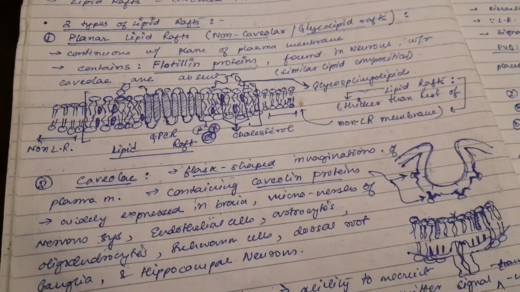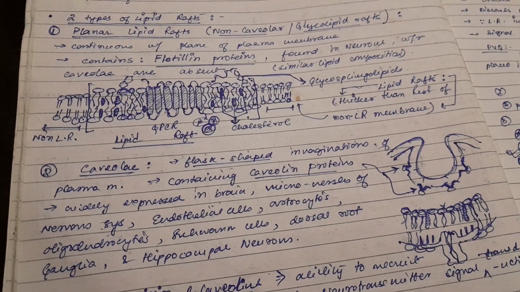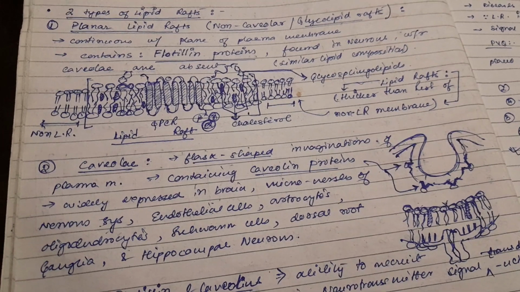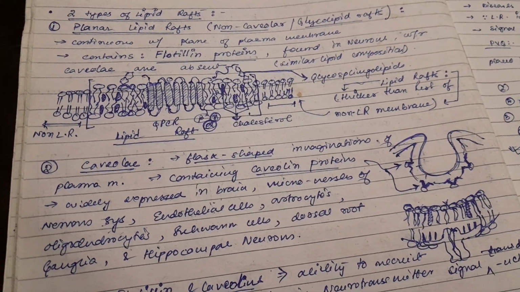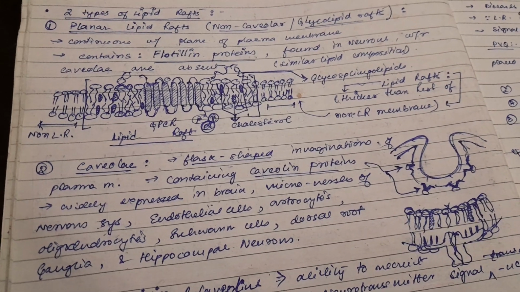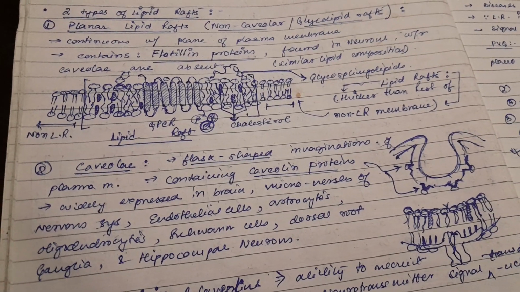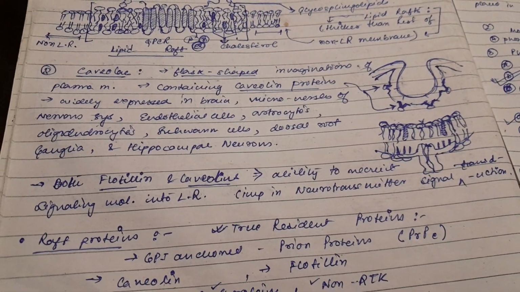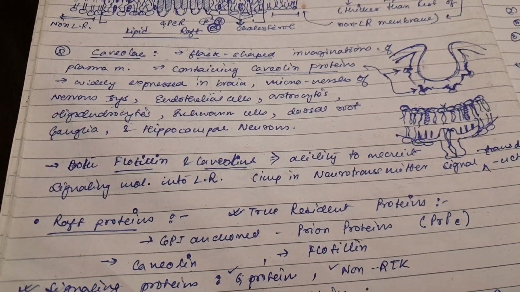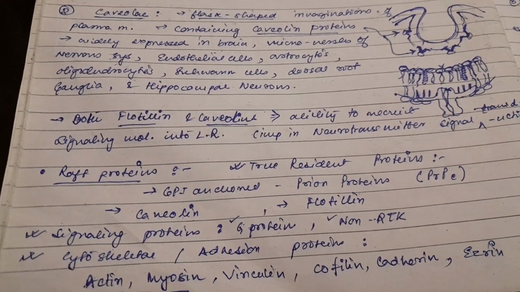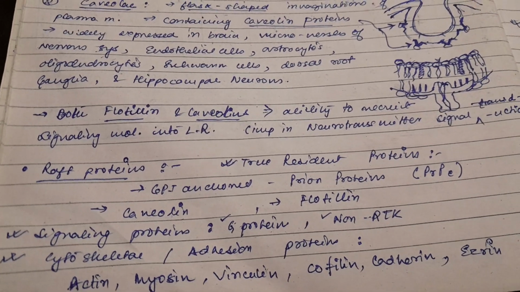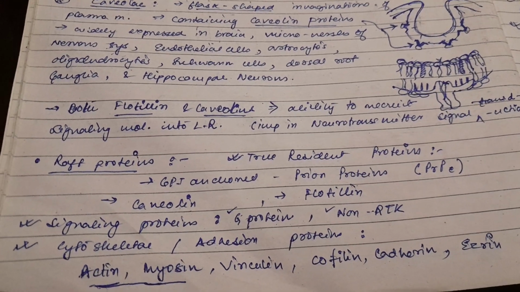And another one is the caveolae, or the flask-shaped invagination. Here we find caveolin protein. This becomes very important in the nervous system, endothelial cells, astrocytes, and hippocampal neurons. So we can see that both flotillin and caveolin proteins are very important when it comes to recruiting signaling molecules into the lipid rafts. So we can say that lipid rafts are very important in different kinds of cellular communication.